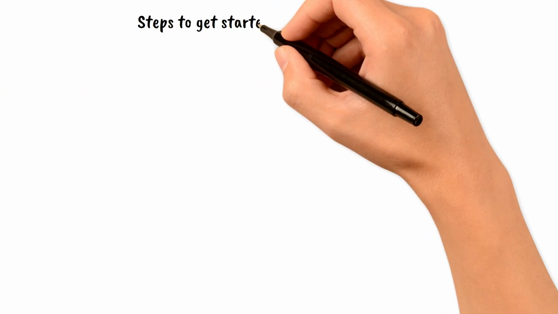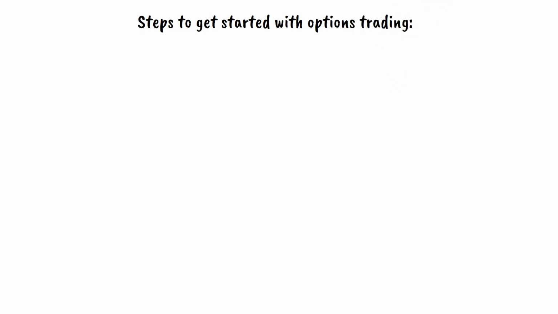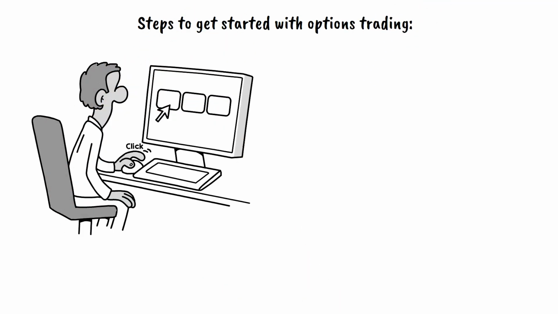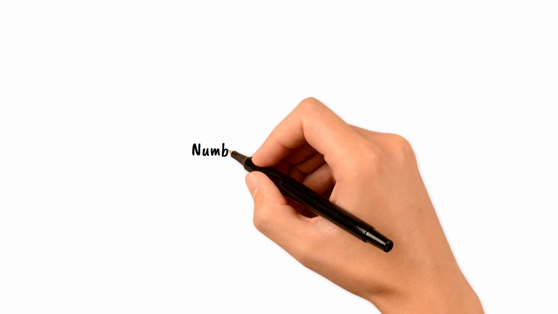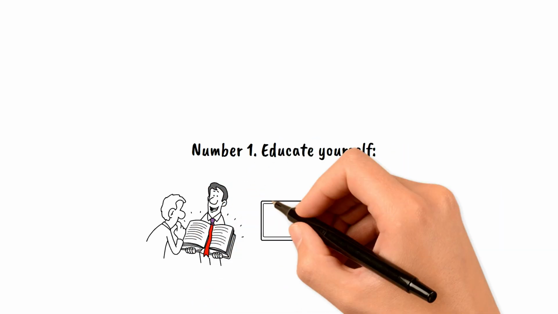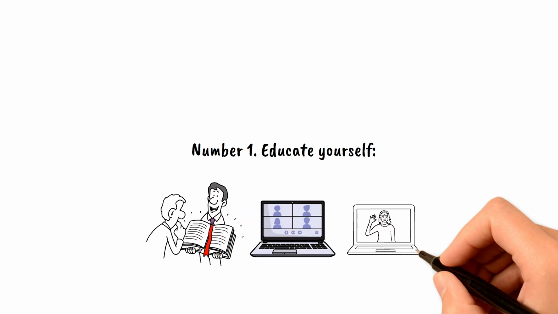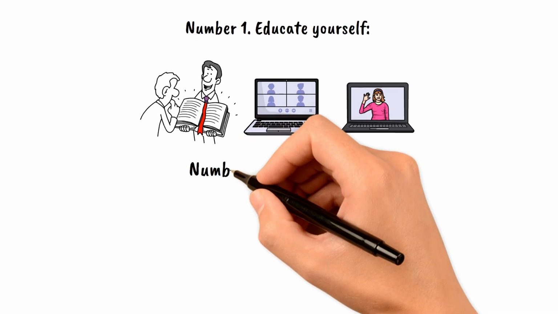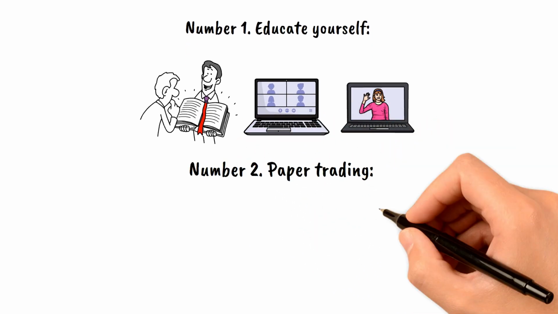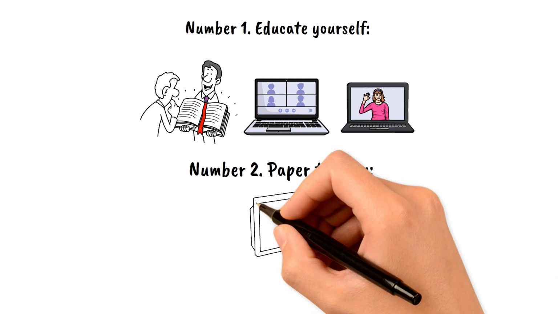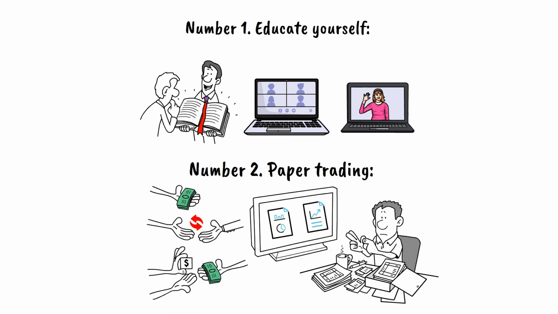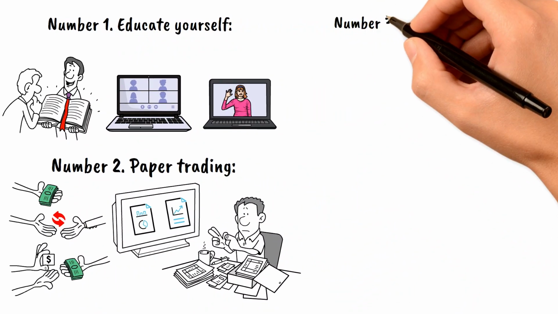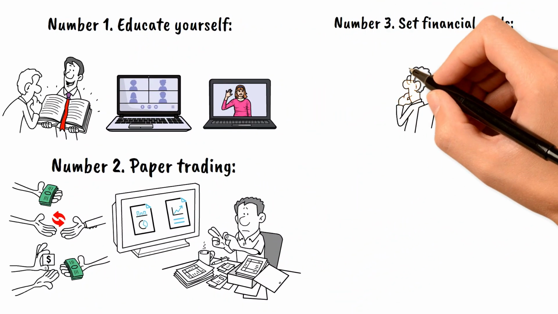Steps to get started with options trading. Once you have chosen a suitable options brokerage, you need to follow some steps to begin trading. Number 1. Educate yourself. Learn the basics of options trading by reading books, attending webinars, or taking online courses. Number 2. Paper trading. Practice trading options using a virtual account or paper trading platform to gain experience without risking real money. Number 3. Set financial goals.